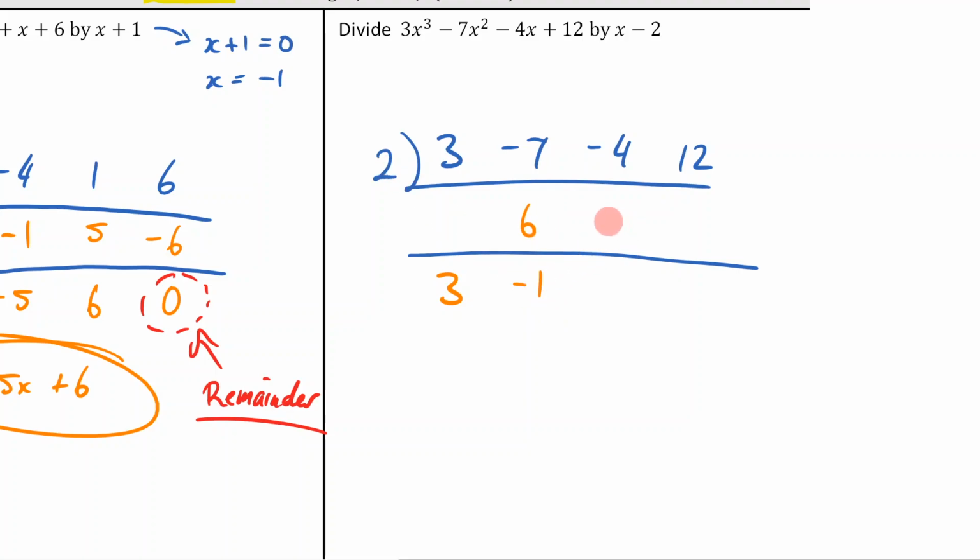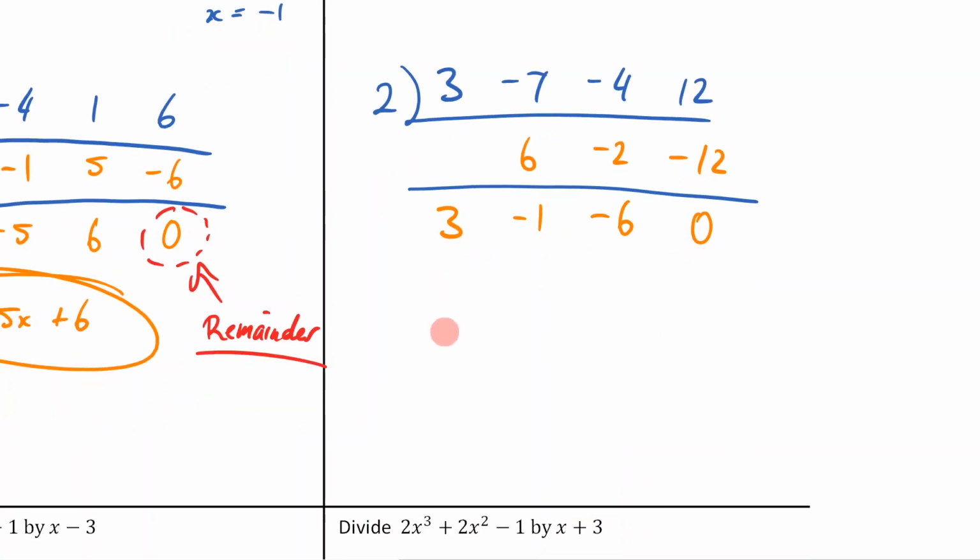2 times -1 is -2. Then I plus these together. It's going to be -6. Then I get 2 times -6 is -12. And then I plus these together. It's going to be 0. So that means my answer is going to be 3x squared minus x minus 6. And in this case, my remainder, again, is going to be 0.